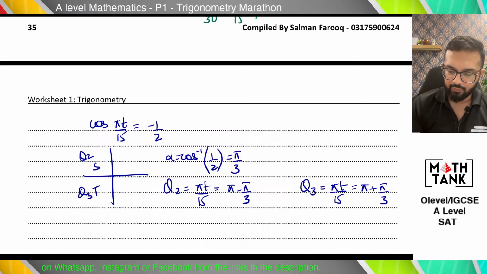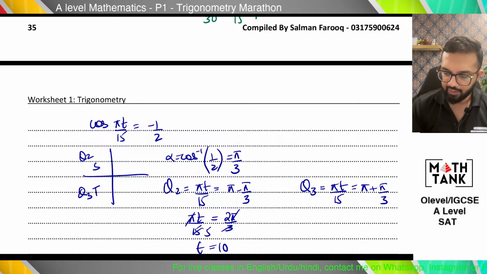Okay, what does that give me? That gives me 2 pi over 3. Pi cancels with pi, 3 times 5, so t is 10. So it's at a height of 90 meters at 10.